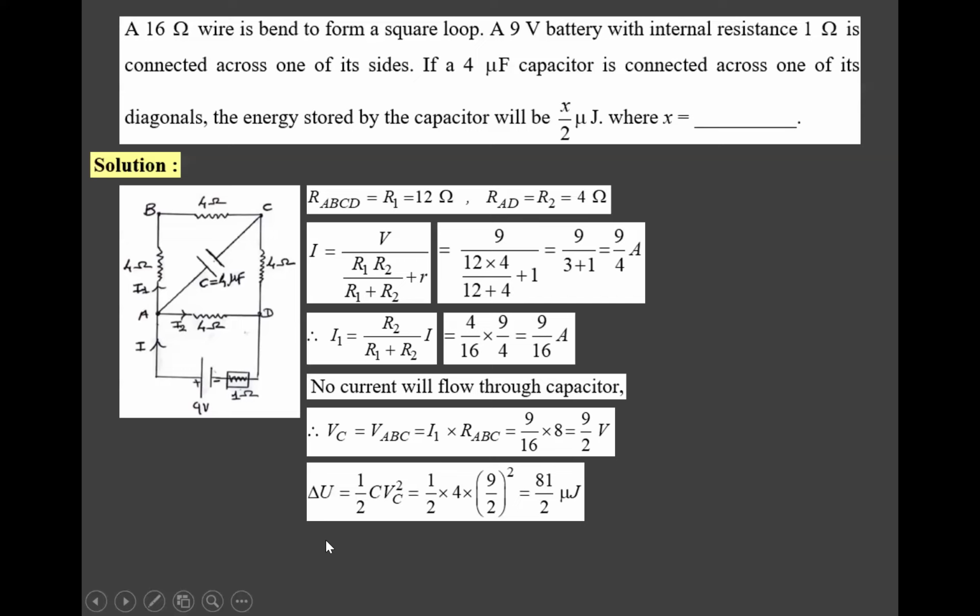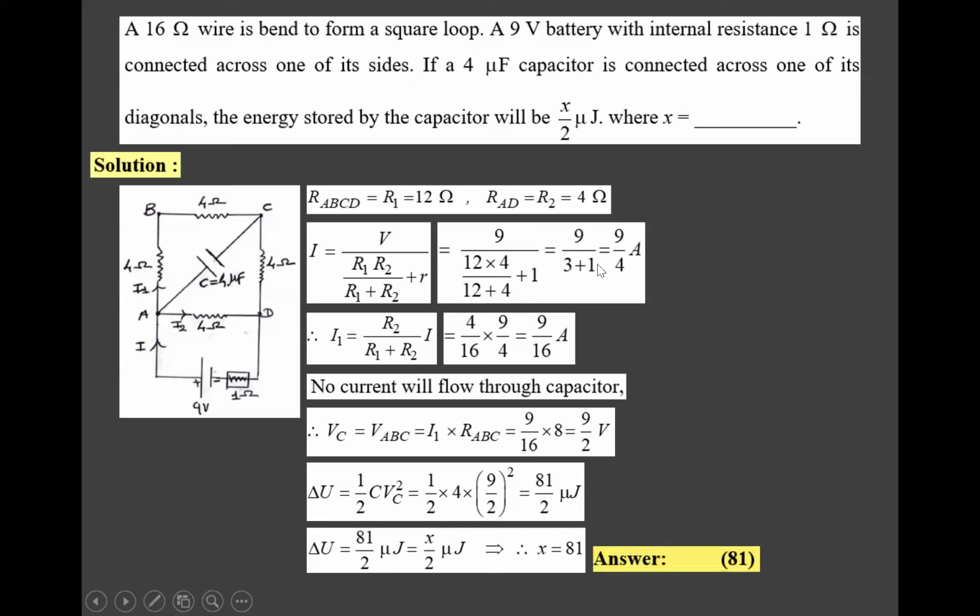Now, energy stored in the capacitor, that is half CV square. So, half C, that is 4 microfarad, into voltage 9 by 2 whole square. So we'll get this is equal to 81 by 2 microjoule. Here in question it is given x by 2 microjoule. So if we compare these two, then we will get x that is equal to 81. It implies our answer that is 81. Clear to all of you?